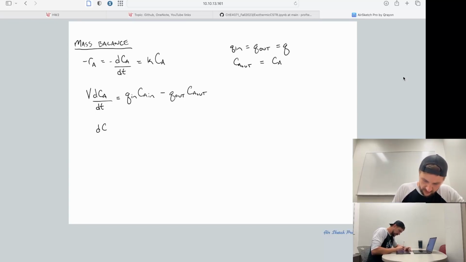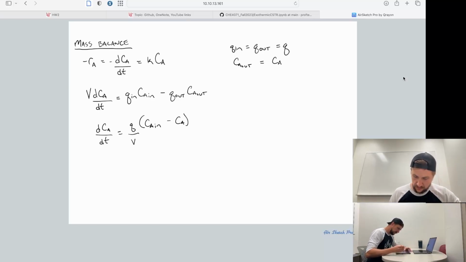So our concentration of A with respect to time divided by volume. Now our Qin equals our Qout, which equals Q. So we can just take that, and then that is divided by our volume. And then that is going to be our concentration of A coming in minus our concentration of A because of our perfectly mixed tank.